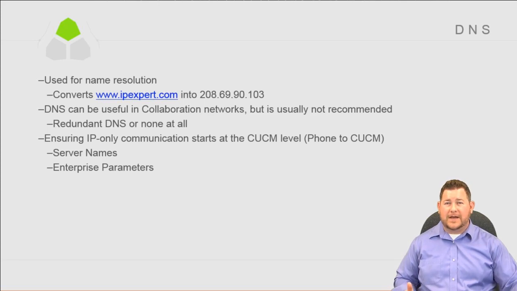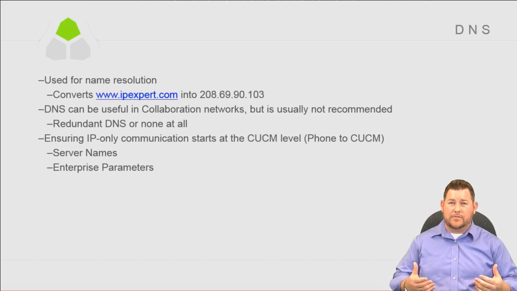So if you have ipexpert.com, you want to be able to query a DNS server and have that DNS server spit out an IP address at you, so that way you can actually make the connection, because the connection is actually made with the IP address. The name itself is just an alias.